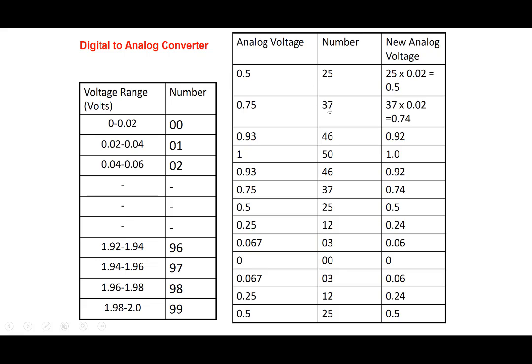0.75, the digital number is 37. You multiply by 0.02, 0.74. Well, there is an error in the second decimal place. 0.93, we get 0.92.